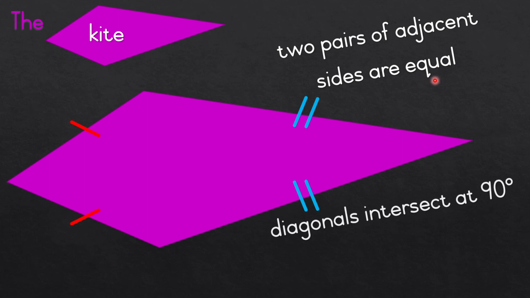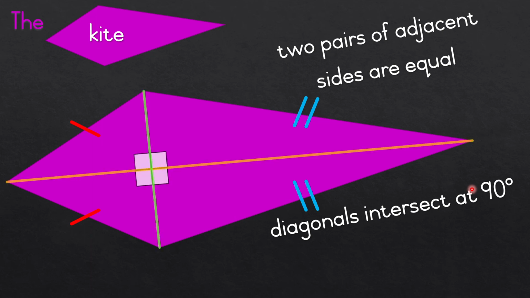Next up we have the diagonals intersect at 90 degrees. Okay, so if we draw a diagonal, a diagonal is a line that connects two vertices. So there's your two vertices. So they always intersect at 90 degrees here in the middle. Very nice property to know. Again, this is not one that you need to know right now, but it's nice to know.